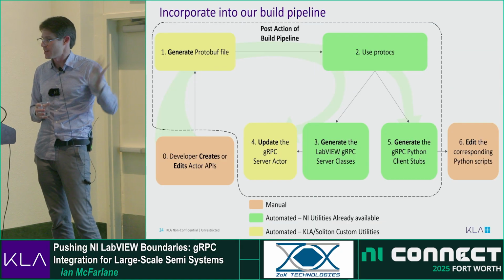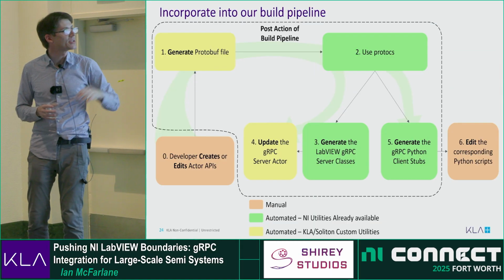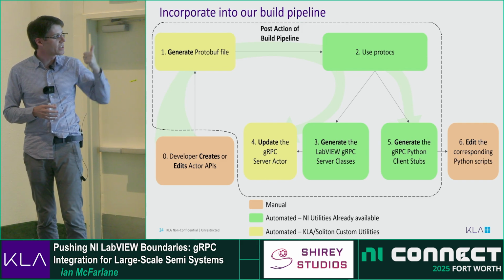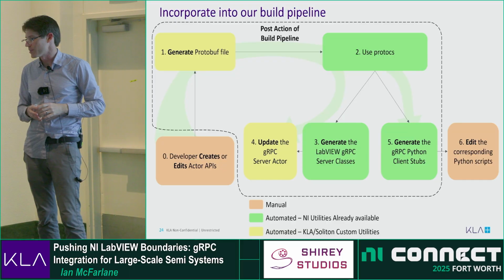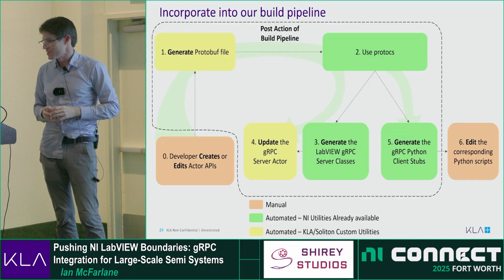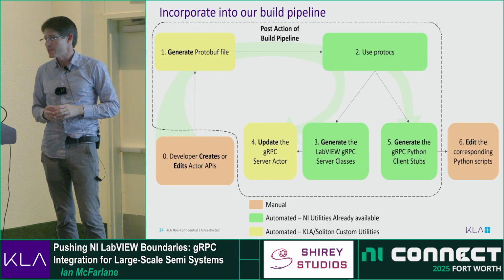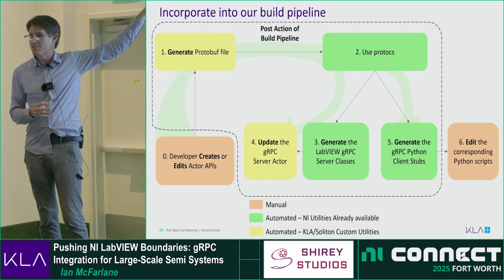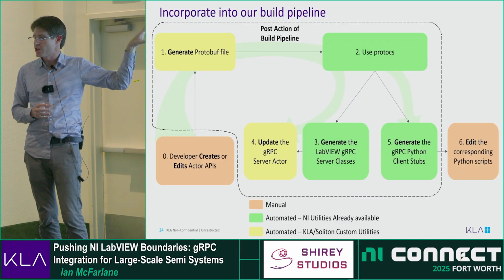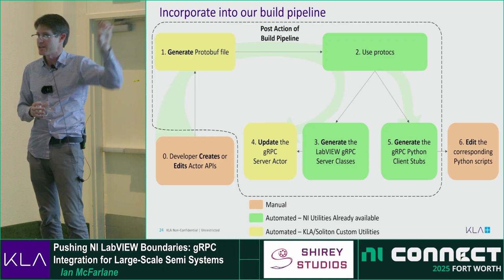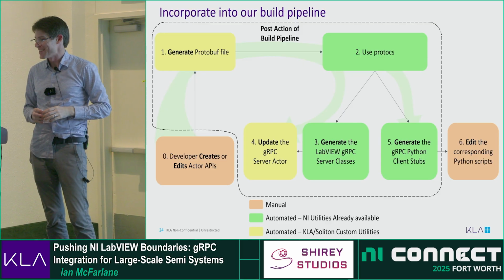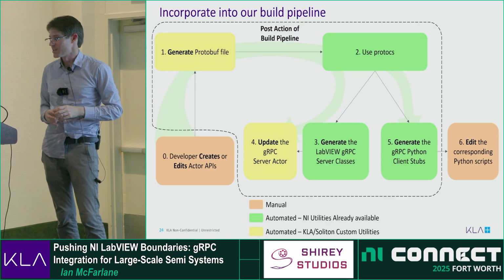Here is kind of a simplified version of what those different steps are, where yellow are the parts that we've automated with things from KLA and our partner Soliton. Thank you, Soliton. There's another byline for them later on as well. But yeah, the key magic parts are generating the protobuf file from the NI actor messages and this gRPC server actor and getting it to connect nicely, I would say seamlessly, because it's a fun word, with the generated server classes that come out of the protalk.